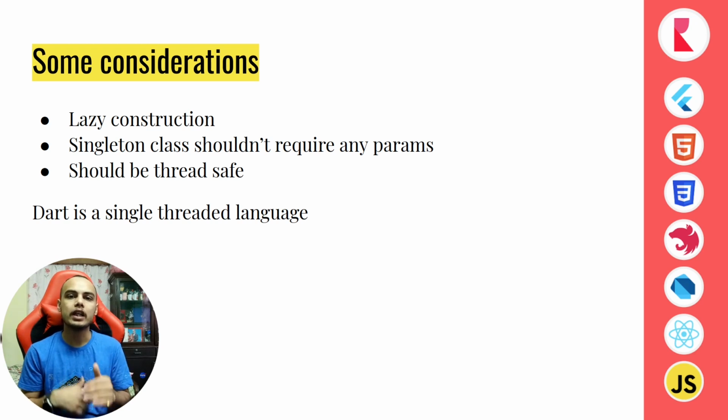And finally, it should be thread safe. That is, in a multi-threaded language, it should have some mechanisms to synchronize its state across the multiple threads. Talking about the context of Dart, Dart is a single threaded language, so we do not have to worry about thread safety.